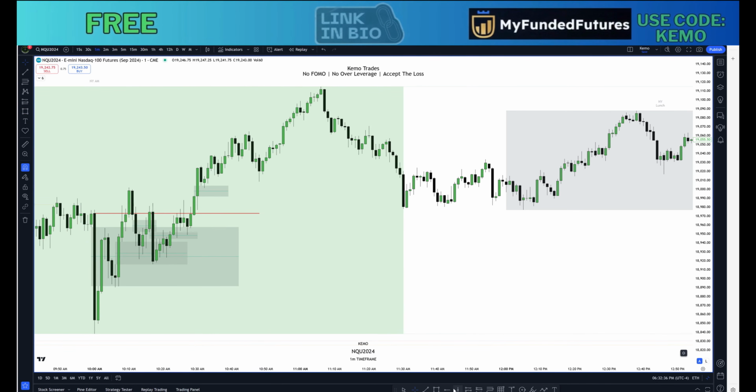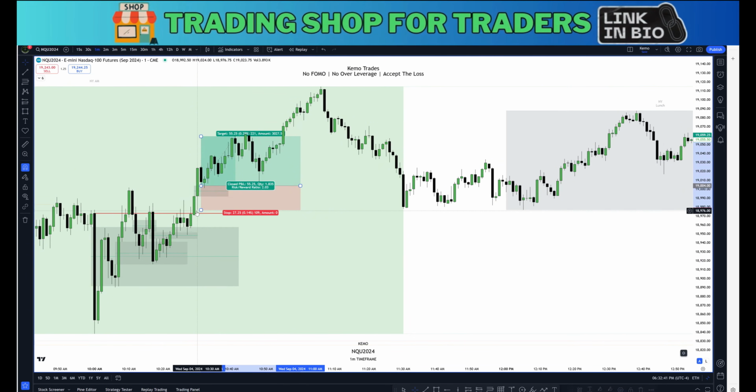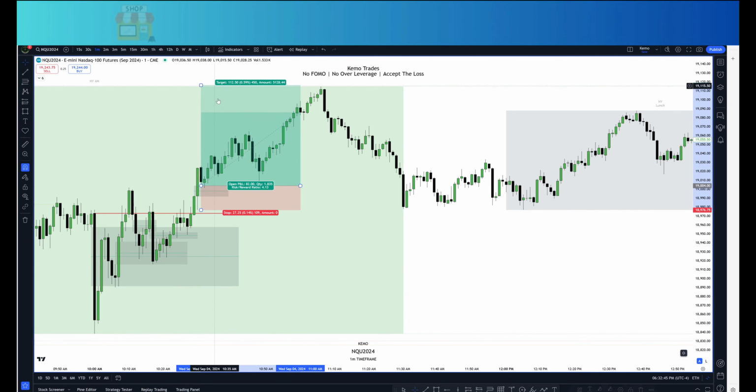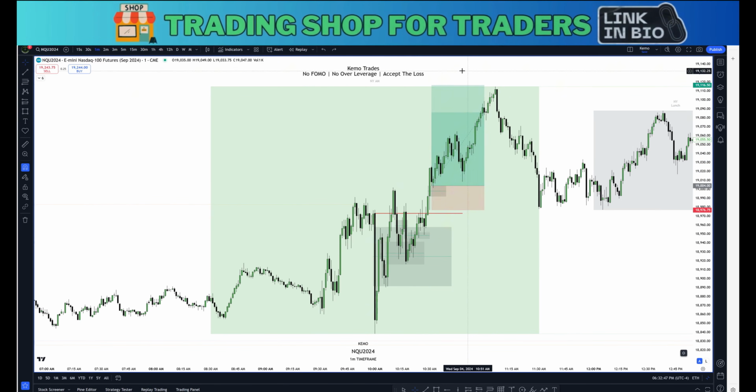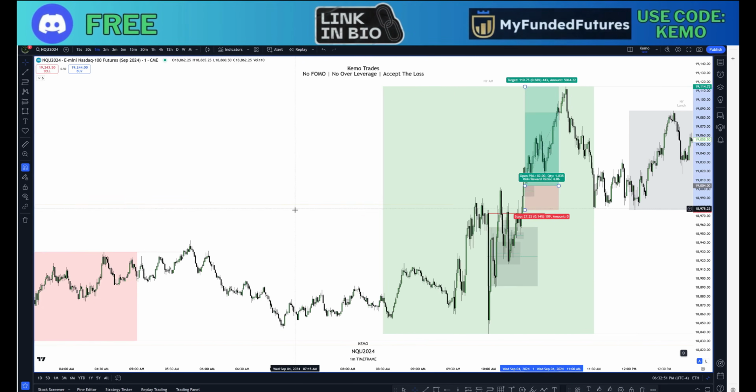Here you go. Bullish fair value gap. Enter the trade here. Stop loss here. Take 1 to 2, 1 to 3, 1 to 4. It's up to you. Okay. So that's how you try to trade this concept.